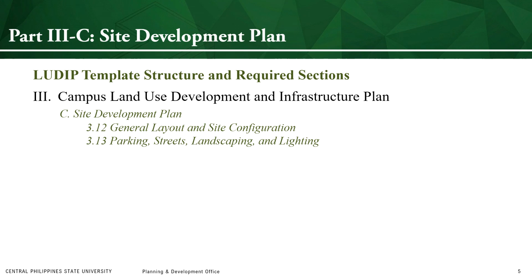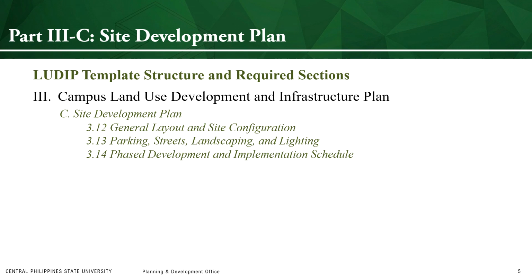Section 3.13, Parking, Streets, Landscaping, and Lighting. Address the aesthetic and functional design elements of your campus. Include site maps with design features for roads, parking areas, landscape improvements, and lighting systems. These details matter. They determine whether the campus feels safe, functional, and welcoming.